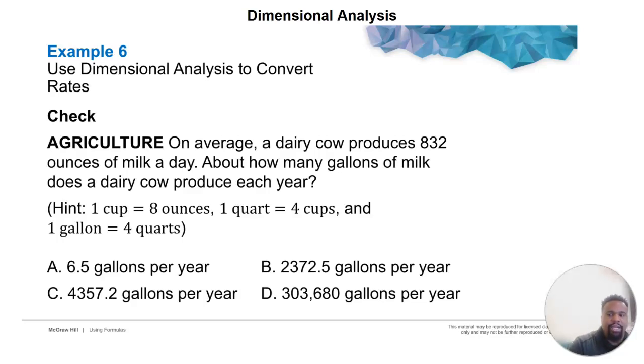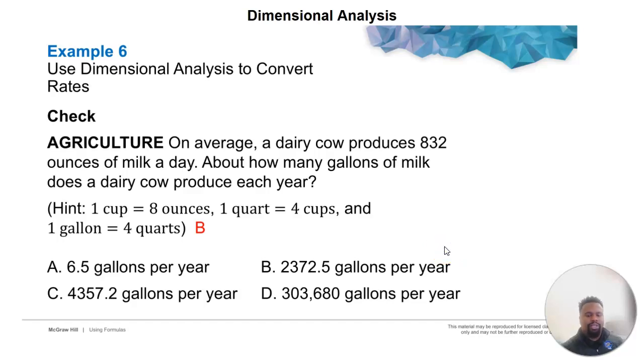So what we do now is multiply our numerators, 365 times 832 times 1 times 1 times 1. And then we multiply our denominators, which is 1 times 1 times 8 times 4 times 4, which gives you 128. So you have 303,680 over 128. If you divide 303,680 by 128, you're going to get answer choice B, which is 2,372.5 gallons per year.